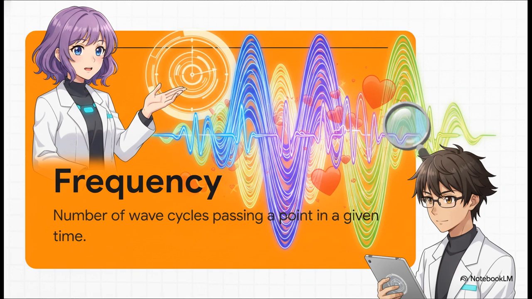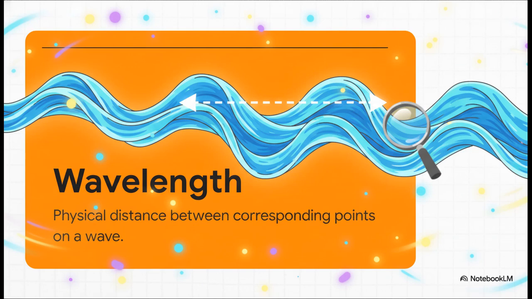It lets us execute advanced data multiplexing, packing massive amounts of digital info into super-compressed signals that zip across the globe in literal milliseconds. Next, we have wavelength. This is the actual physical distance between two consecutive corresponding points on a wave, like from one peak to the next. But it's way more than just a measurement of space.